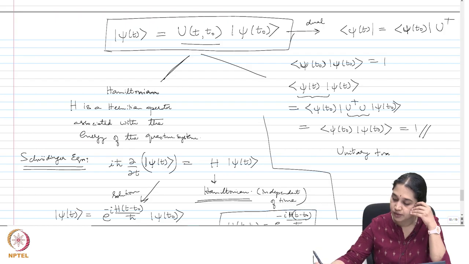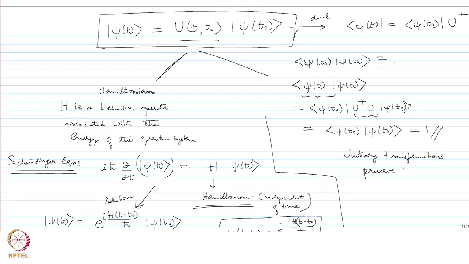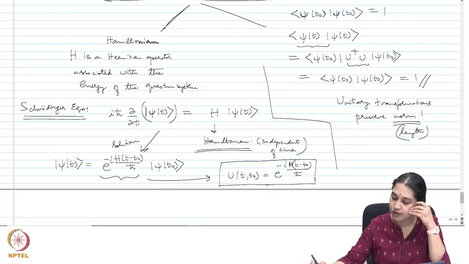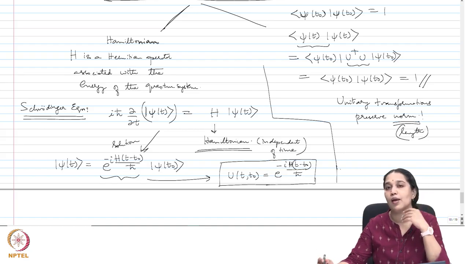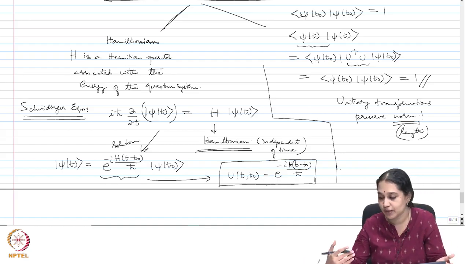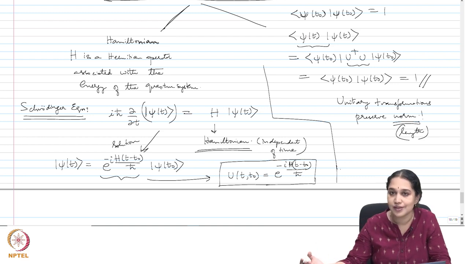unitary transformations preserve norm, or they preserve the length of a vector, right? So unitary transformations preserve the norm or the length of a vector, and that is why the time evolution must be governed by them. You can think of this as a kind of mathematical constraint, that time evolution must indeed happen via unitary transformations.